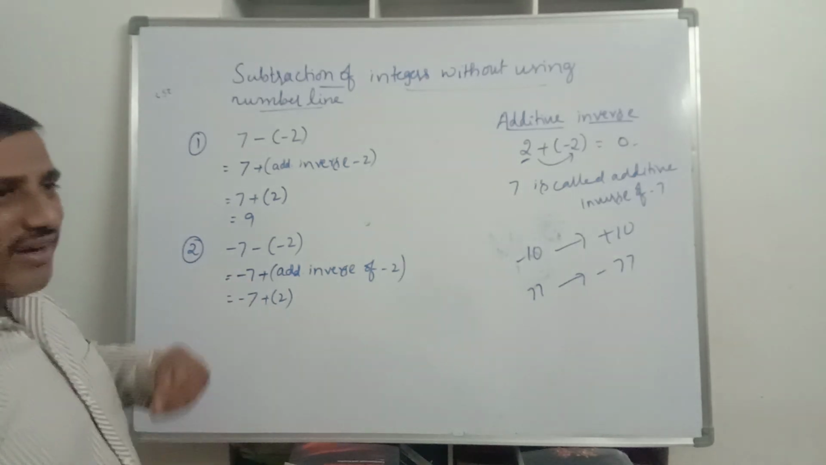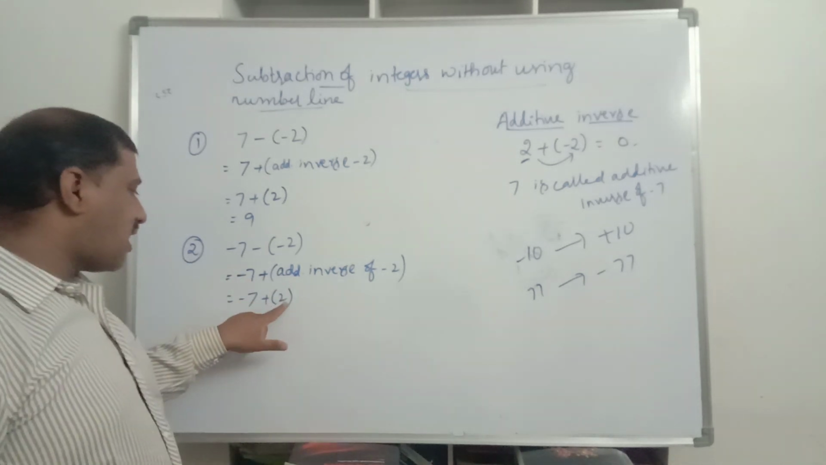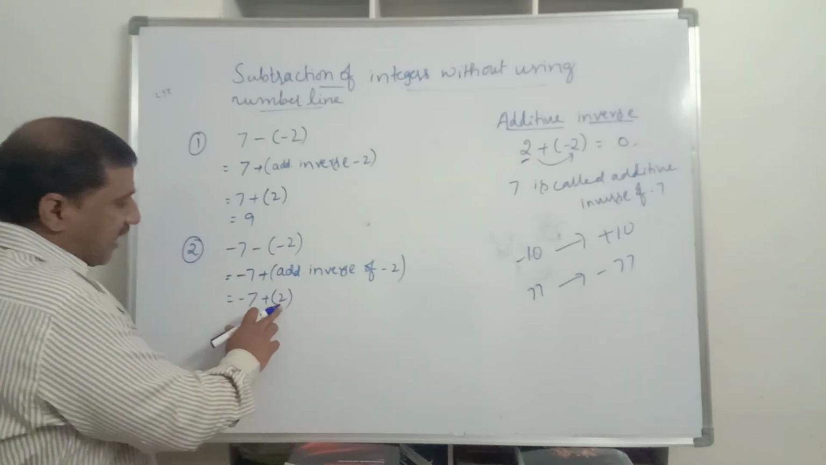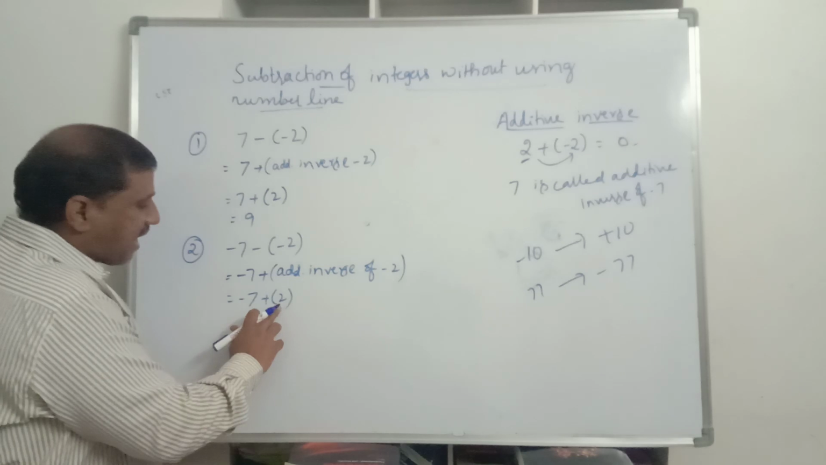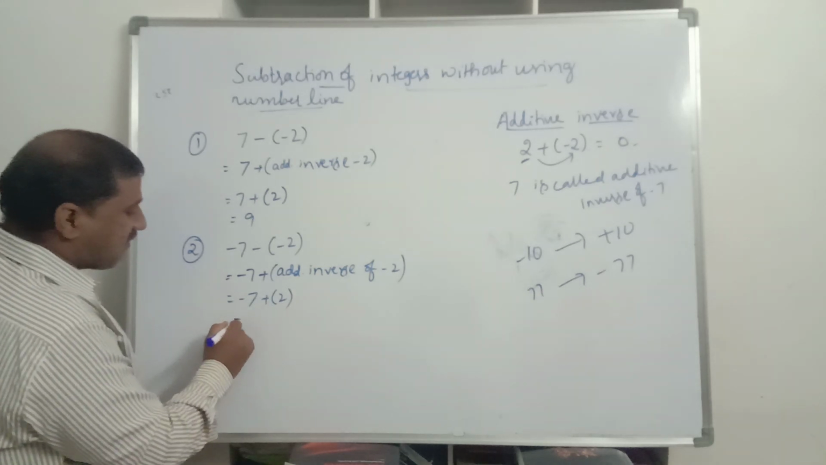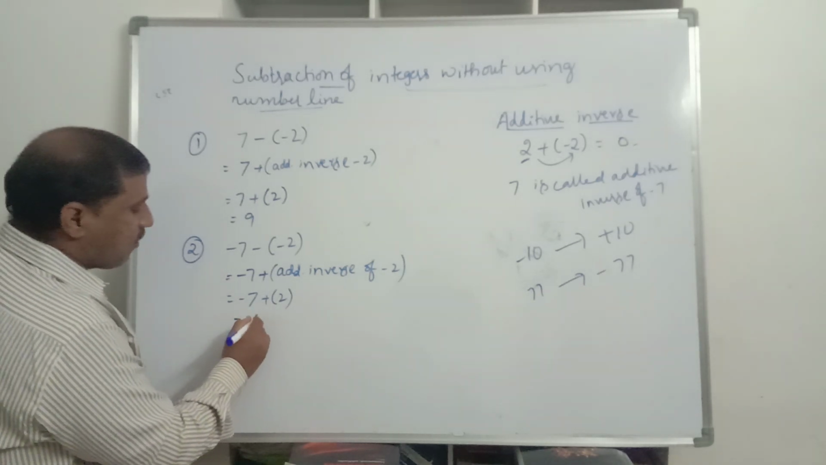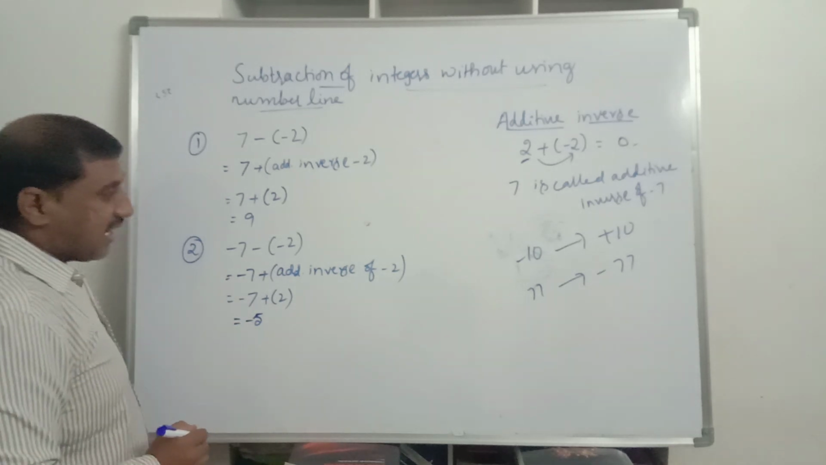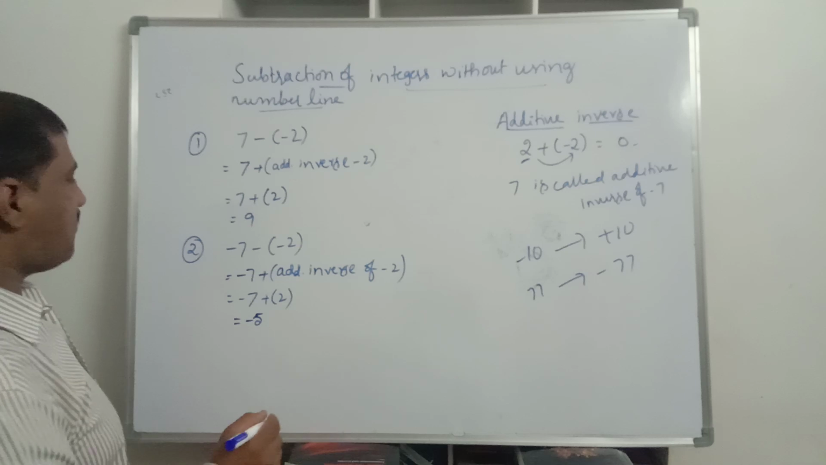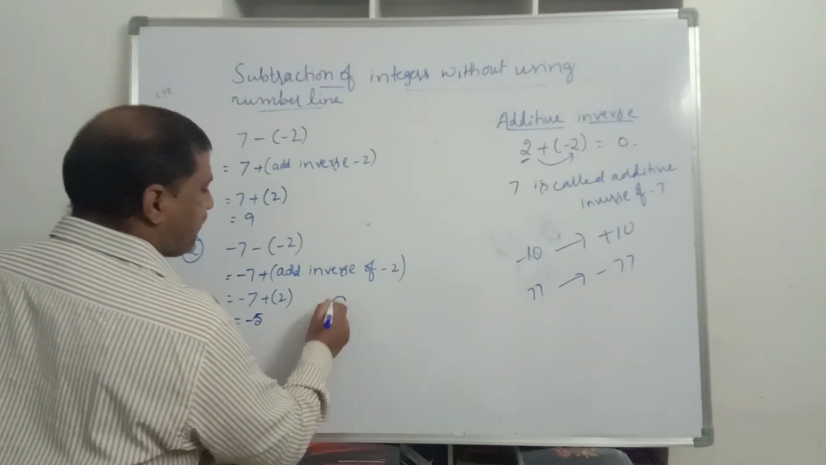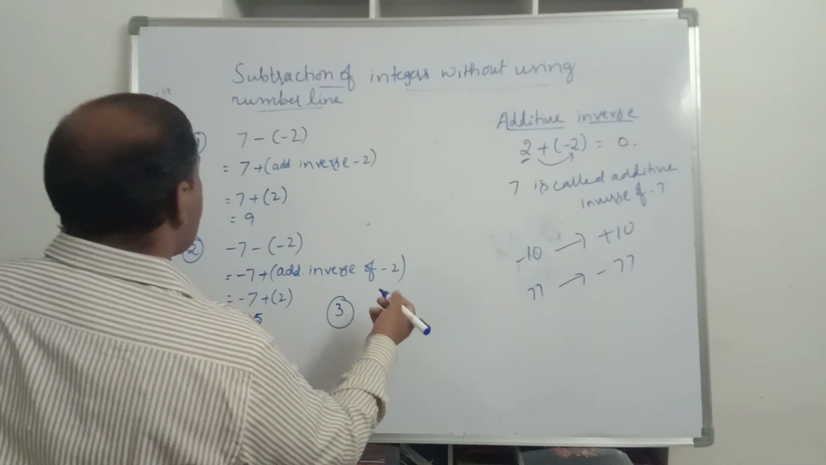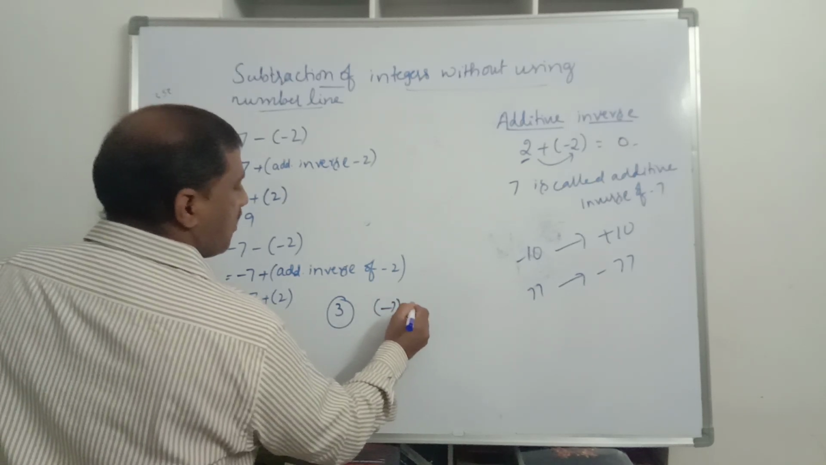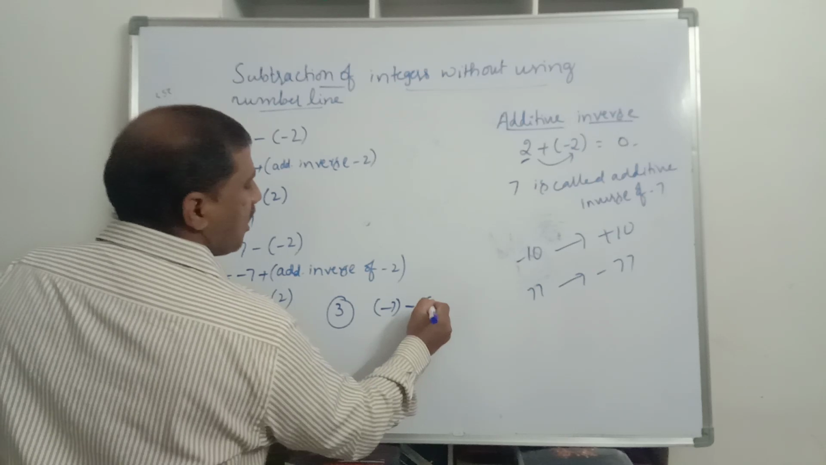So what we will do, we discussed already: subtract the smaller number from the greater number and take the greater number's sign. Here 2 is smaller and 7 is greater. So subtract 2 from 7, that is 7 minus 2 is 5, and the 7 has the minus sign, which is greater, therefore we will get minus 5. Similarly, we will discuss one more sum, it is minus 7 minus of plus 10.